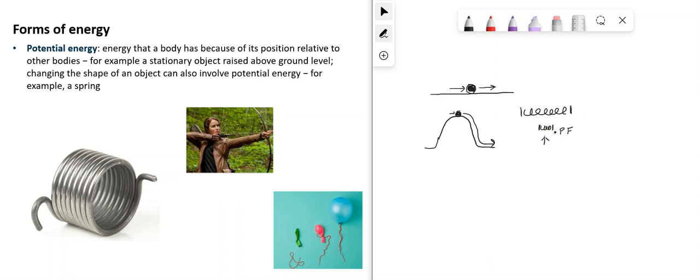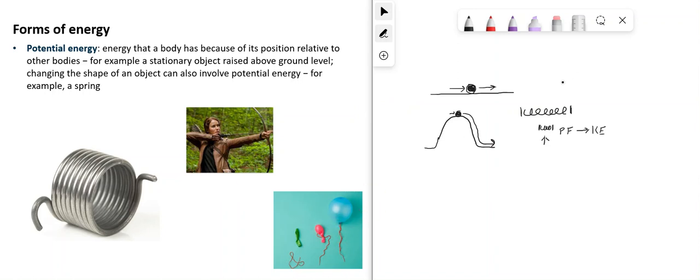And then the minute you uncompress it or let it go, that potential energy changes form and it changes into kinetic energy and it moves. Okay, so you have this. This is another example of potential energy. So this is the part here when it talks about changing the shape of an object also involves potential energy. And the same even as well with a balloon.